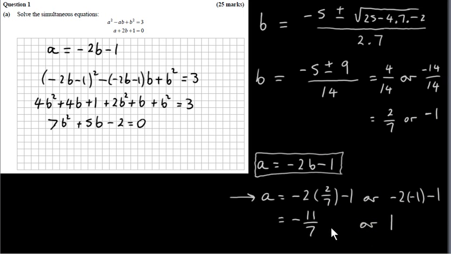We could write down our solutions as a pair of points. We see that when a is 1, b is minus 1. So 1 and minus 1 go together. I could write the first coordinate as the a coordinate. When a is 1, b is minus 1. Or when a is minus 11/7, then b is 2/7. So I'm calling the first coordinate a, although you don't have to. You could have these the other way around. And the second coordinate b.